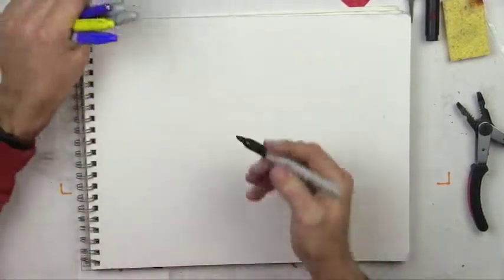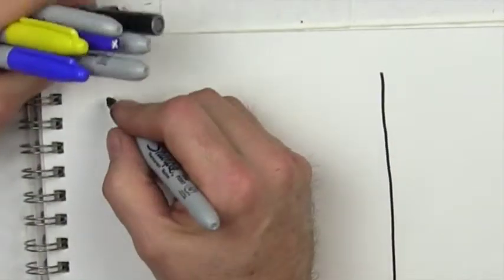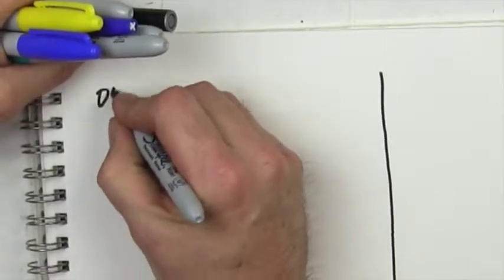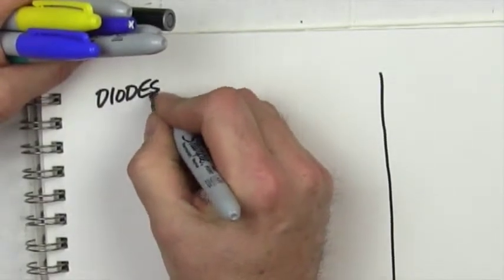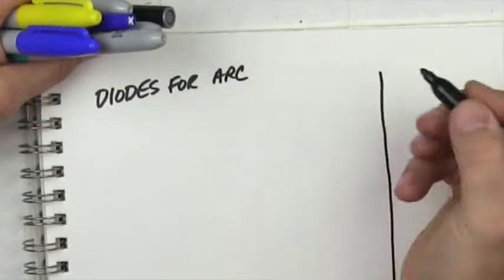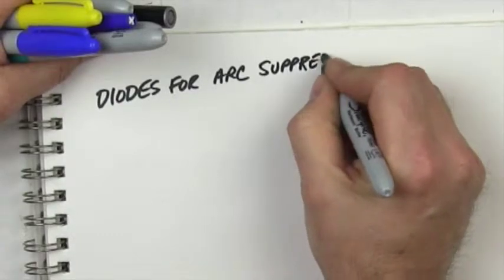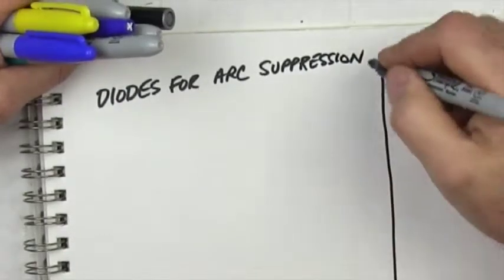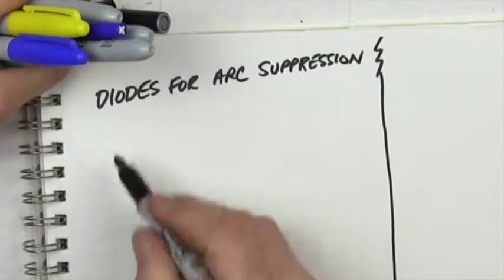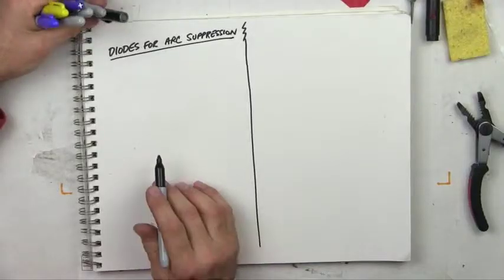So I'm going to do arc suppression first because I'm going to break my own rule about direction of current flow. So diodes for arc suppression, meaning when a coil discharges, coils produce voltage because they're a generator.